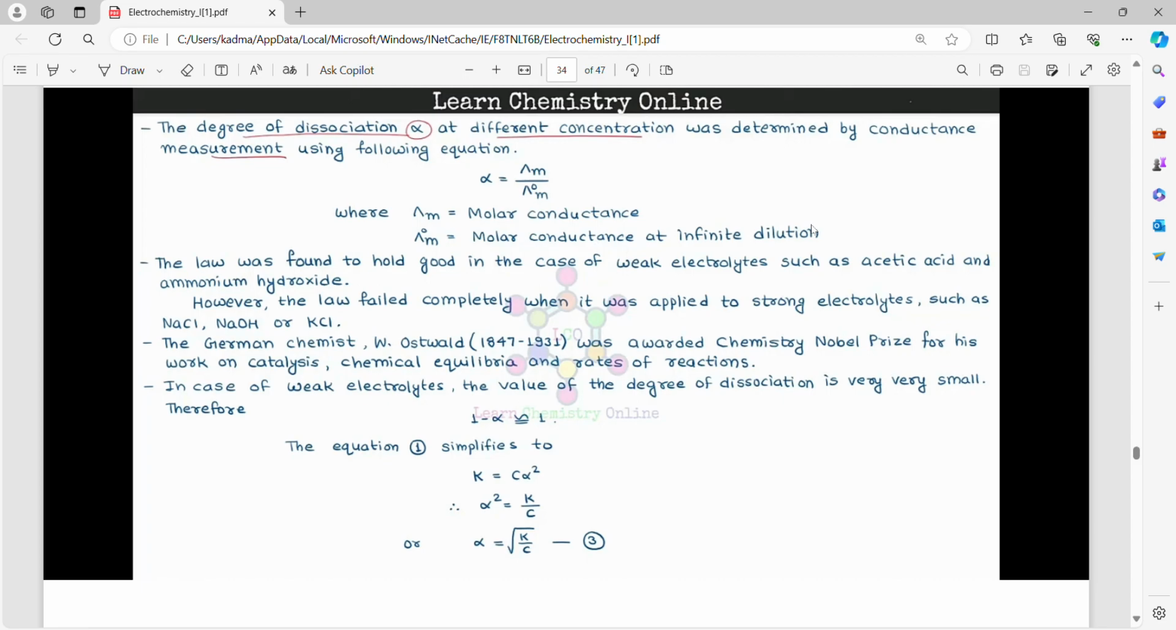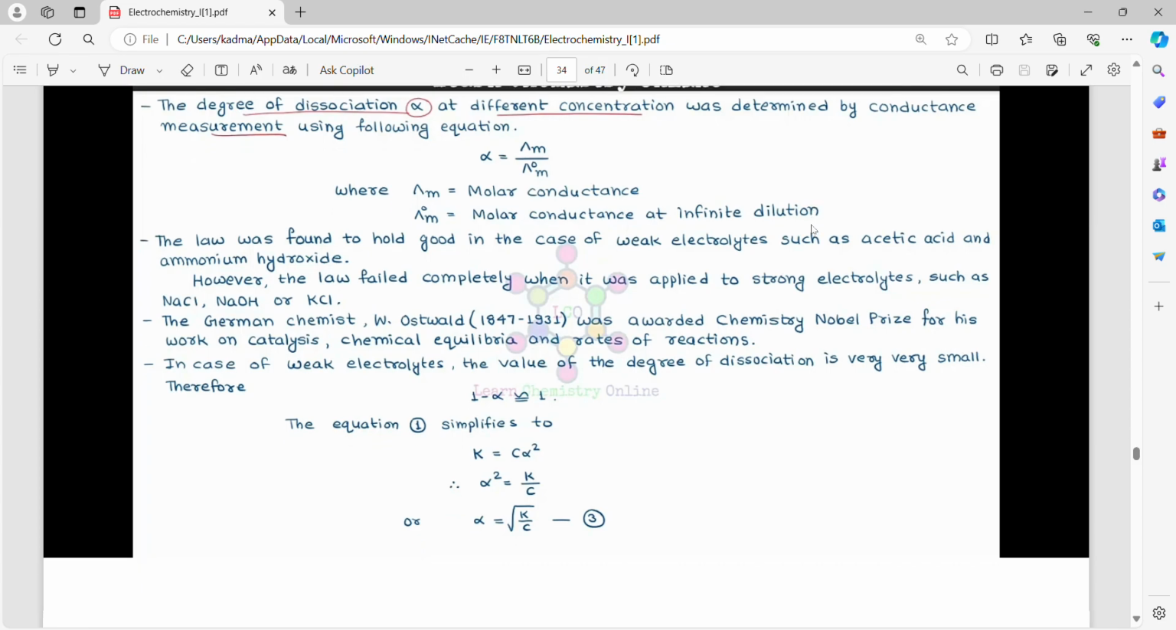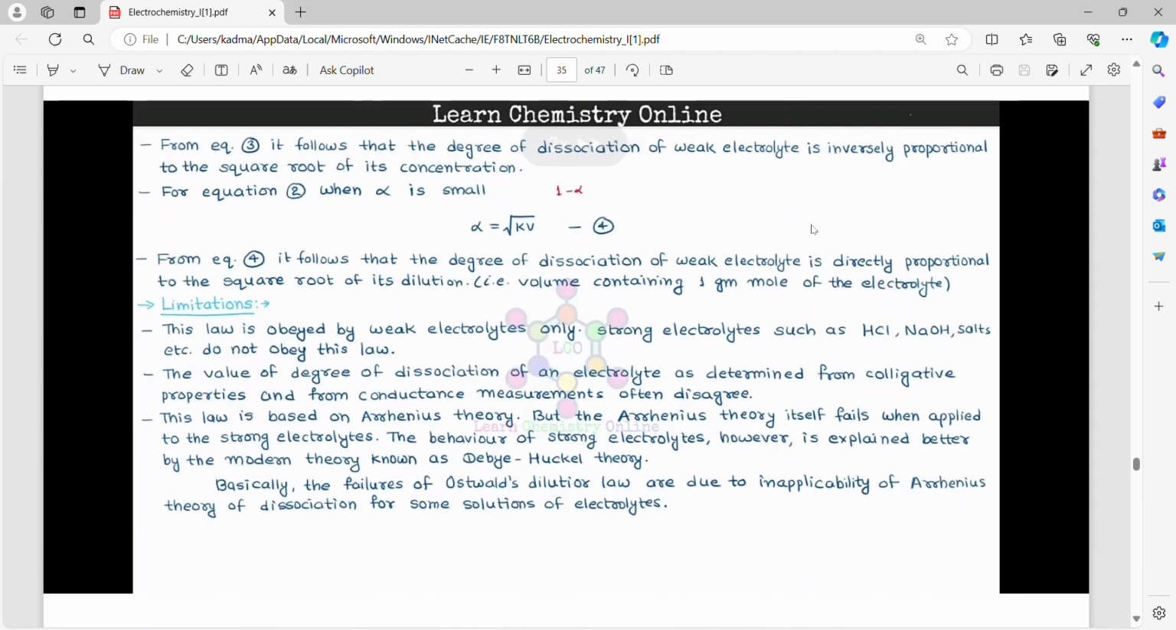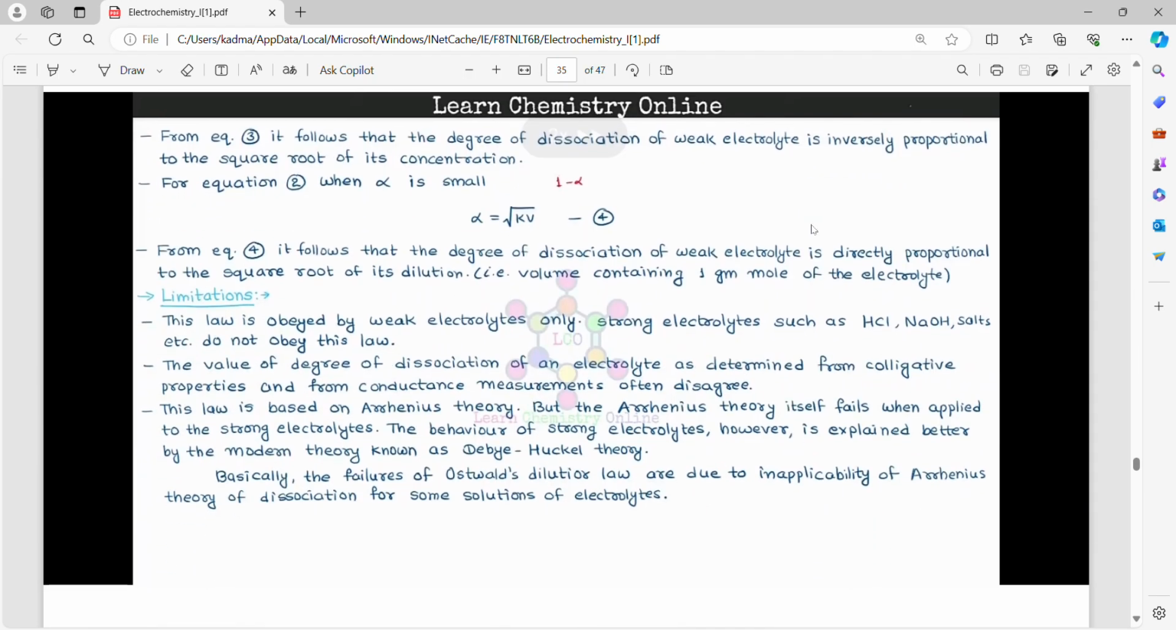In the case of weak electrolytes, the value of the degree of dissociation is very small. Therefore, 1 minus alpha is almost equal to 1. Equation 1 simplifies to this. From equation 3, it follows that the degree of dissociation of a weak electrolyte is inversely proportional to the square root of concentration. From equation 2, when alpha is small, alpha is equal to root KV. This is equation 4. From equation 4, it follows that the degree of dissociation of a weak electrolyte is directly proportional to the square root of its dilution.